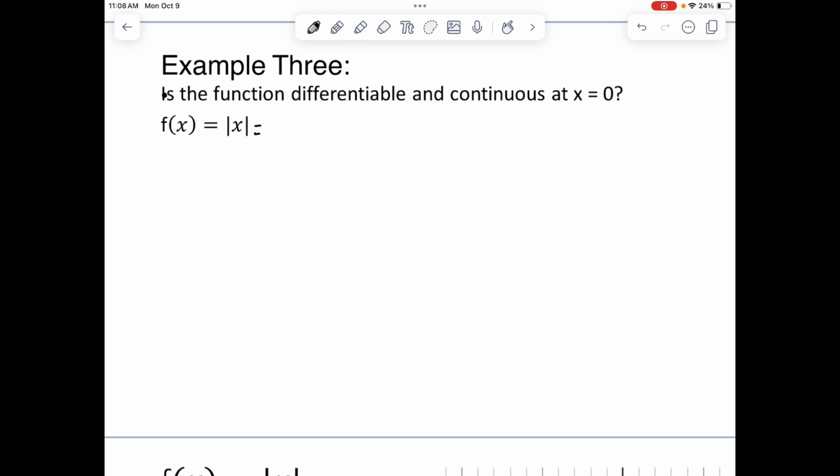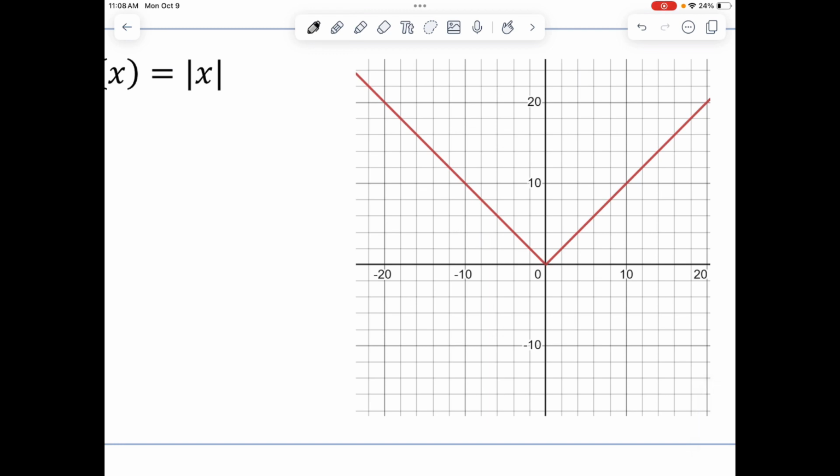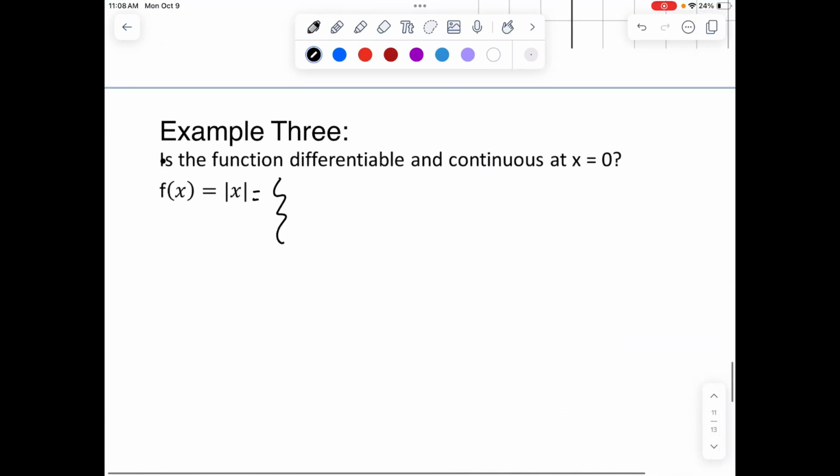So the absolute value of x equals, and I have the graph down here if you want to look at it. Spoiler, we know that it's not differentiable because there's a sharp point, but I'm going to show you how you would know that from the equation. Basically it's split into two pieces. It's split into this piece right here, and that's just the function x, and then this other piece, the equation of that line would be negative x. So the absolute value of x is equal to negative x when x is less than or equal to 0. It doesn't really matter which one has the equal to. And then it's x when the x values are greater than 0.